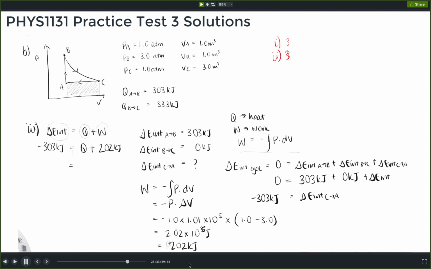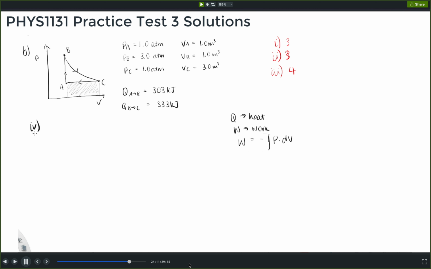And then when we calculate this, we get negative 505 kilojoules as our value for heat. In this question, if you correctly worked out what work is, you get a mark for that. If you correctly worked out what the change in internal energy is, being negative 303 kilojoules, you get a mark for that. And then if you get the correct answer with the correct sign, you get 2 marks for that. So part III is worth 4 marks.